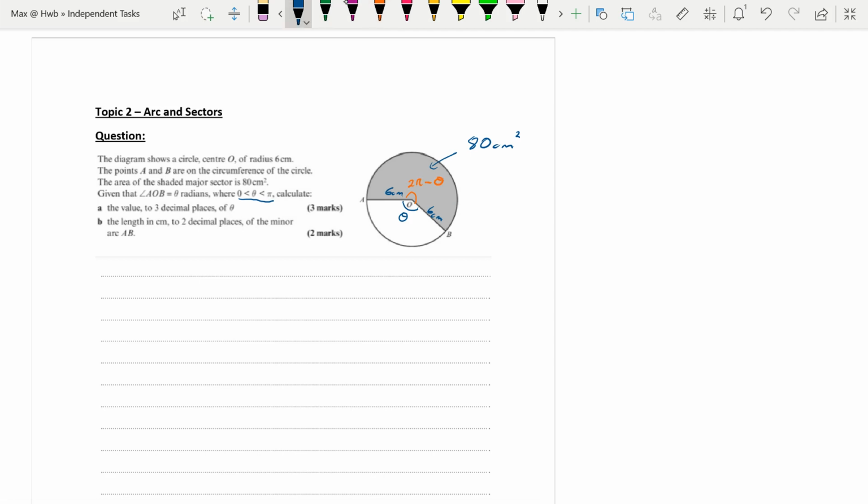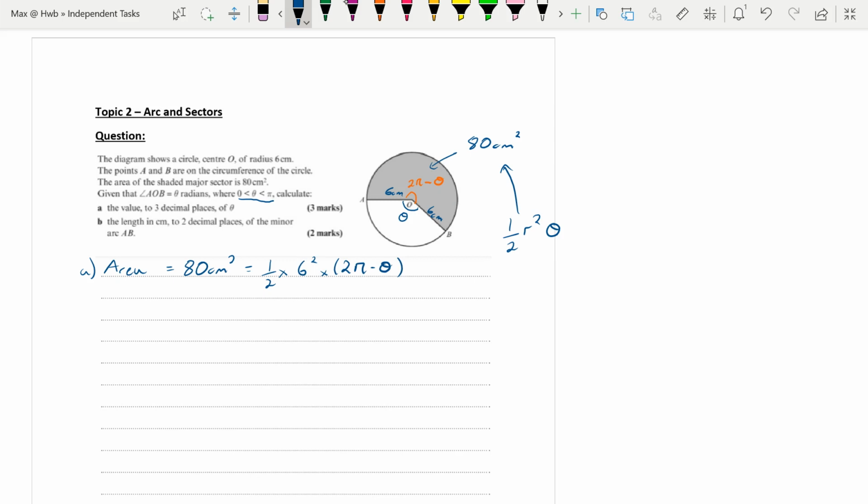Now, I did do the area here. So I've got area, this pi, is equal to 80 centimeters squared. Now, if I use my formula, which we should know, it's a half r squared theta for the area. So I've got a half times r squared, which would be 6 squared, times theta, which in this case, we're talking about the orange one, is going to be 2 pi minus theta. Now I know everything in that line.